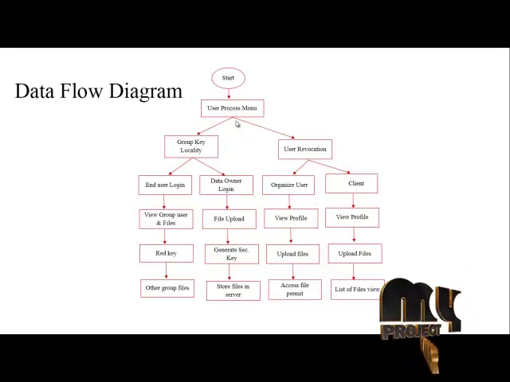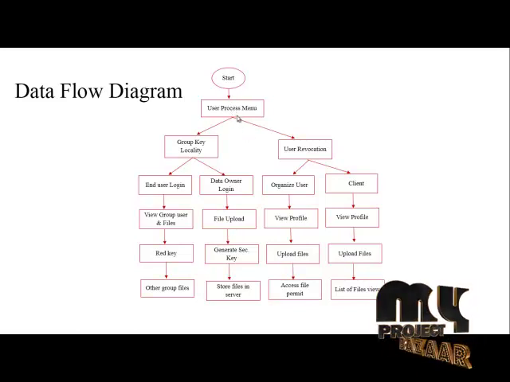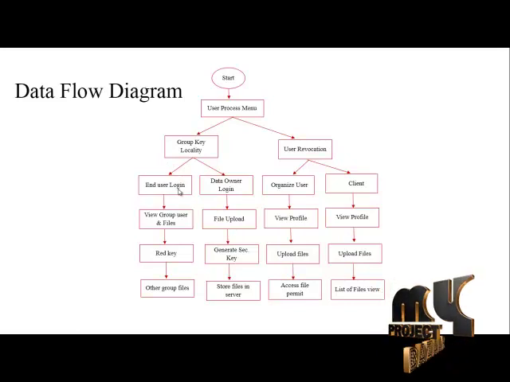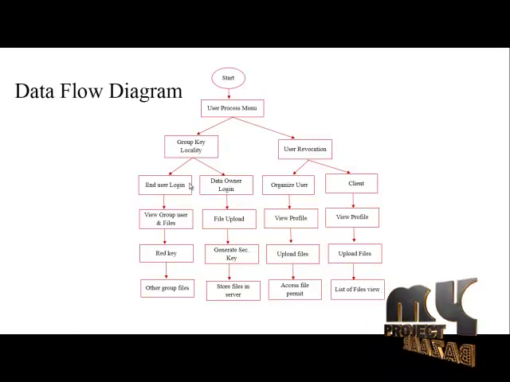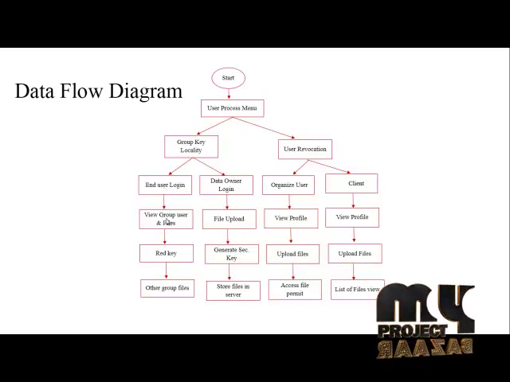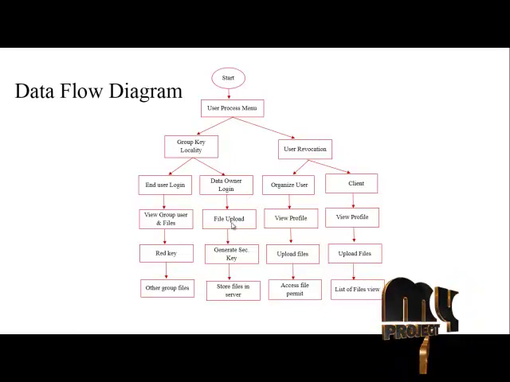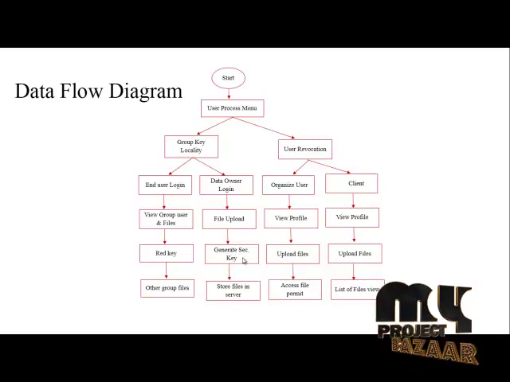First of all, the user comes to the process menu. Here we are doing two types of process: one is the group key locality, and the other is the user revocation. For group key locality, the first step is the end user or data owner login. Two persons process our data: the data owner is the upload user, and the end user is the download user. After login, the data owner uploads the particular files, and after key generation the files are stored on the server.